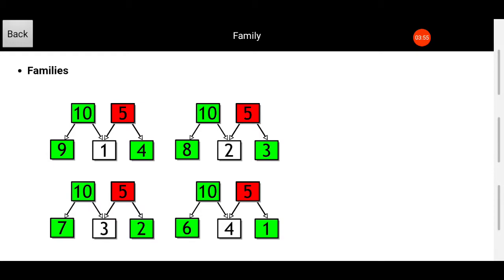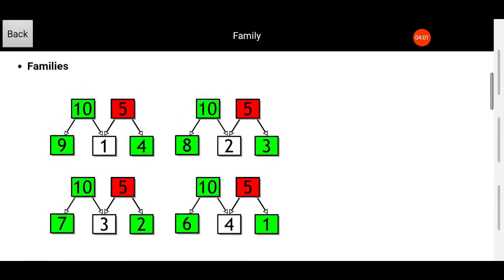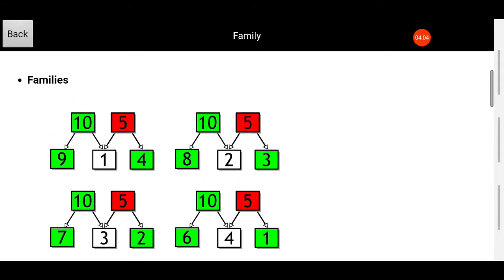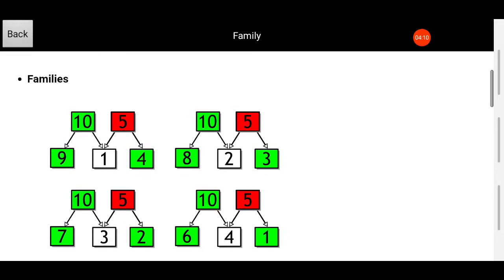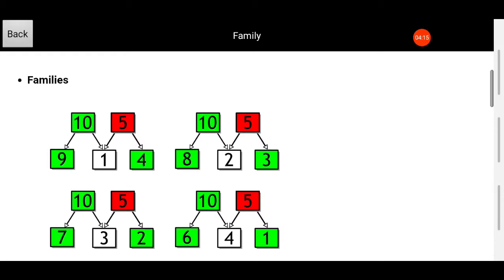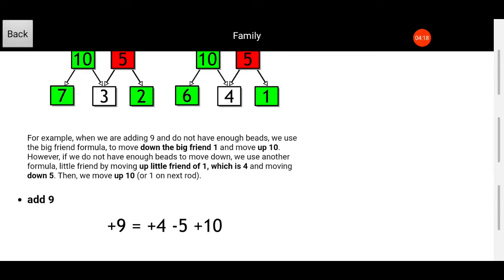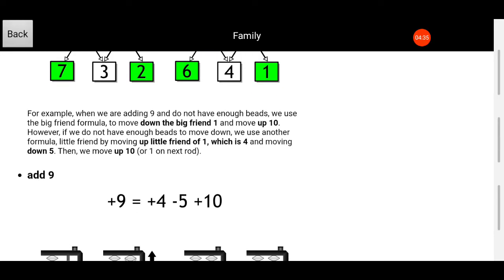The combination family. In this family, no difference, same. 10th is there. It introduced 6 to make 4, and 5 introduced 4 to make 1. Easy. Now next, for example, we are adding 9 and do not have enough beads. We use the big franc formula. Okay. Easy.